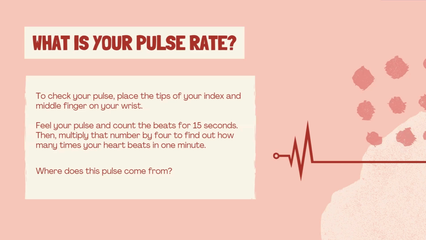When you feel your pulse, count the number of beats for 15 seconds. You only count for 15 seconds and then you multiply that number by 4 because there are 4 15 seconds in a minute. Multiply the number you find by 4 to find out how many times your heart beats in 1 minute.